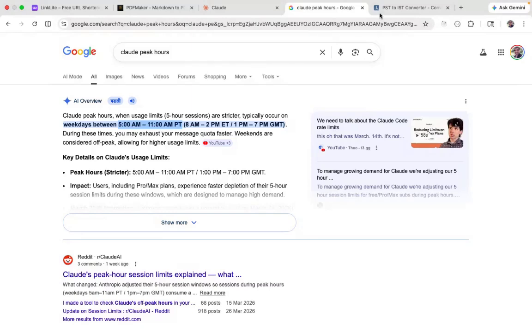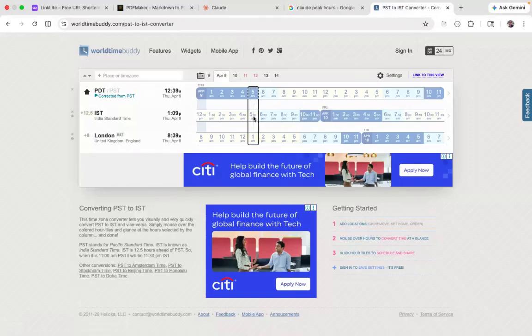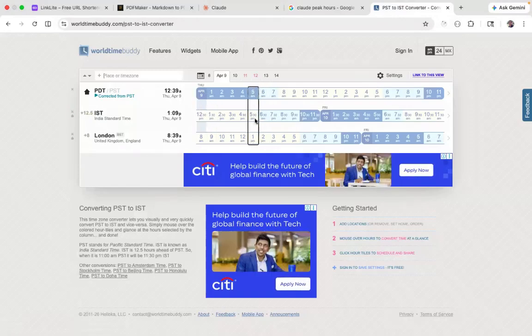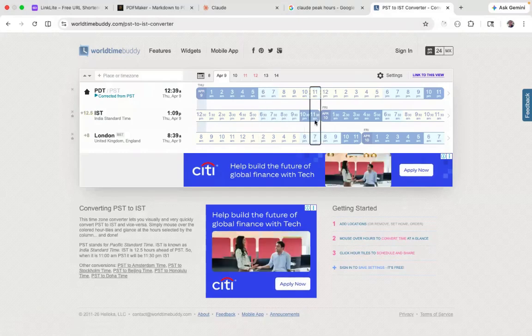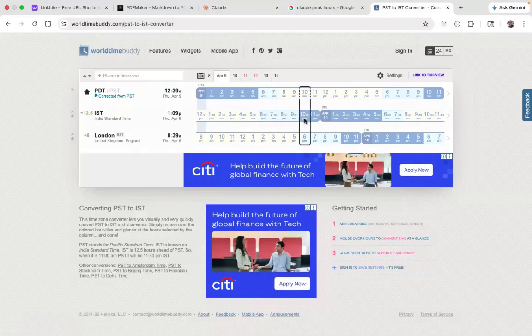5 a.m. to 11 a.m. So PST 5 a.m. Where is 5 a.m. here? So that means Indian time or IST you can consider 5:30 p.m. to 11:30 p.m. So this is the peak time, US time. So where most of the people will be using Claude Code.